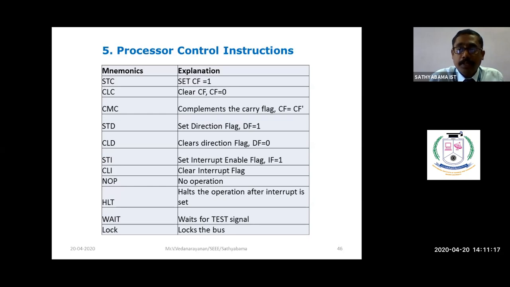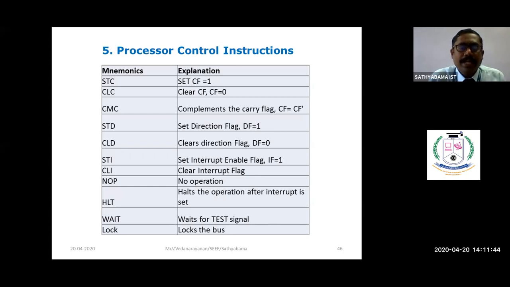For setting the direction flag, you have to use your STD command. For clearing the direction flag, you have to use your CLD. Like that, we have the interrupt flag. Interrupt flag, trap, direction flag: all these three are control flags. Based on the values present in these three control flags, the processor changes the execution.